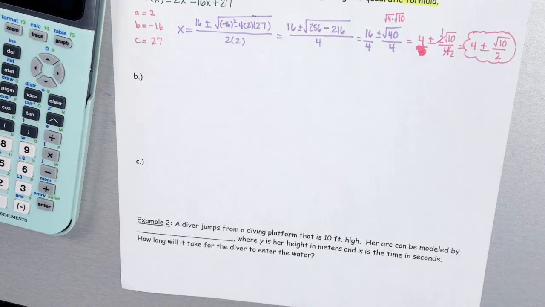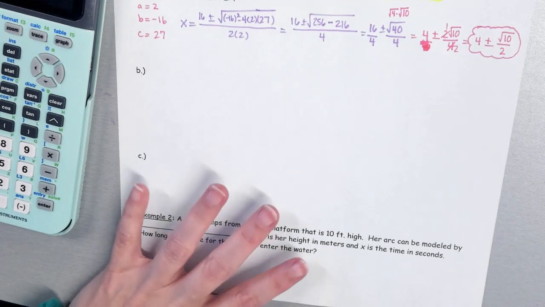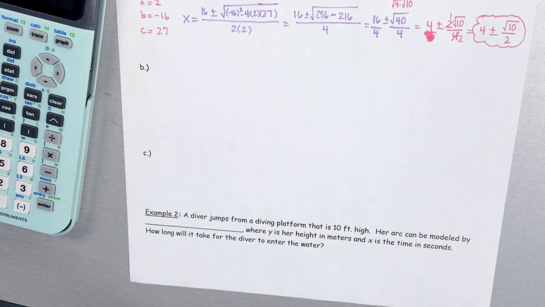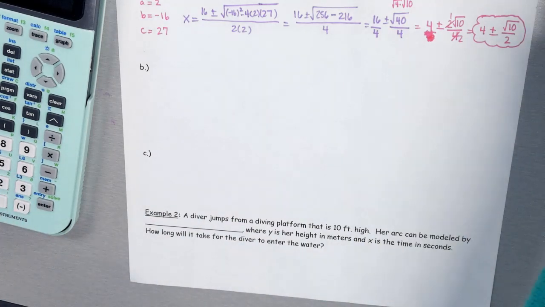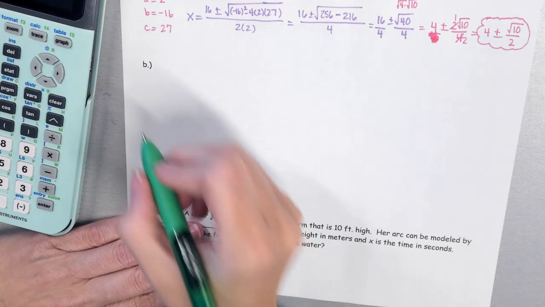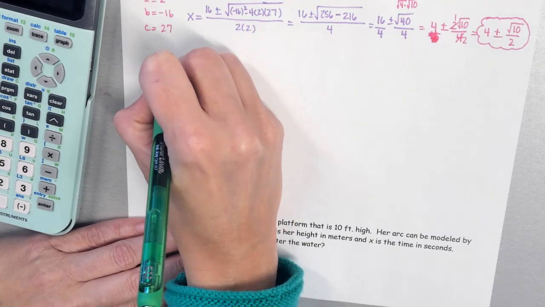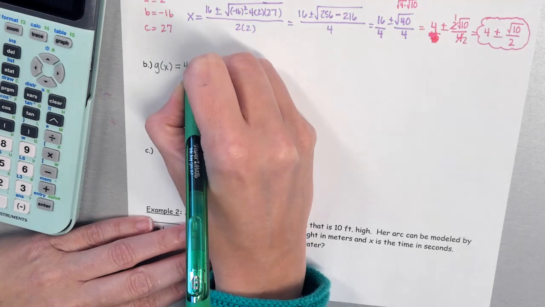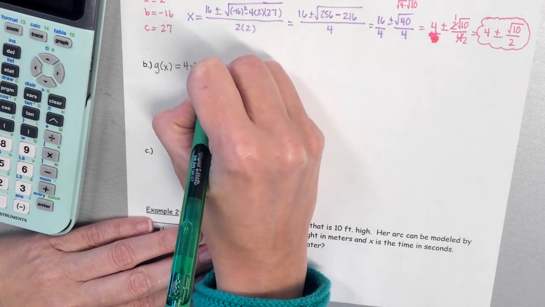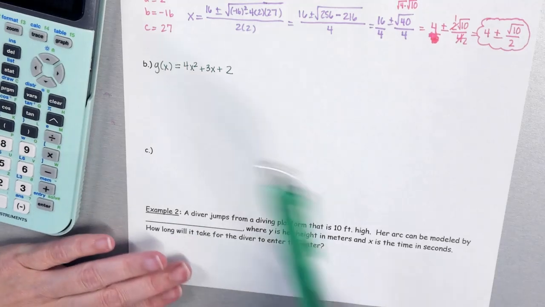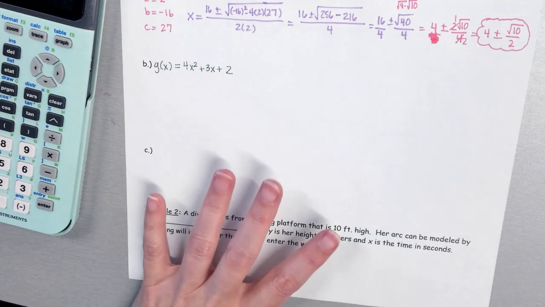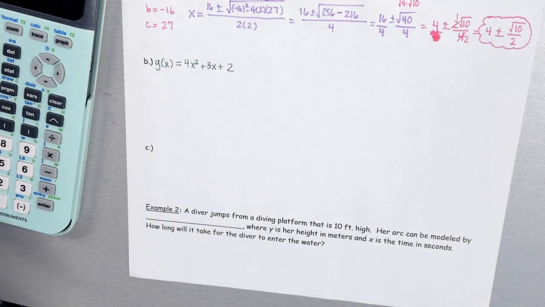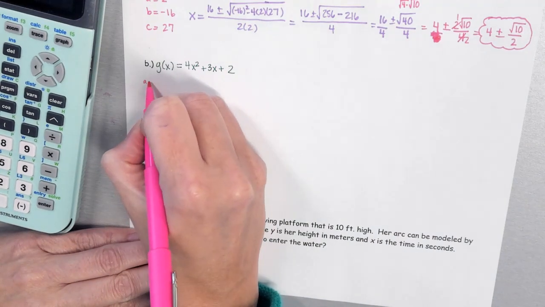Okay, so the other way that you can do that is by using the factor tree. And I'll remind you how to do that in a later one. All right, and then for B, you have g of x equals 4x squared plus 3x plus 2. So with this one, I want you to do this without a calculator. We're going to be working with some smaller numbers here.